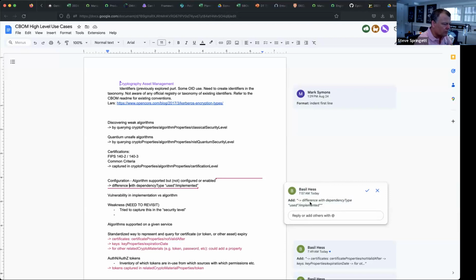It says difference with dependency type: used, implemented, configuration, algorithm supported but not configured or enabled. How would you do that? Well, we can get down to the details later.